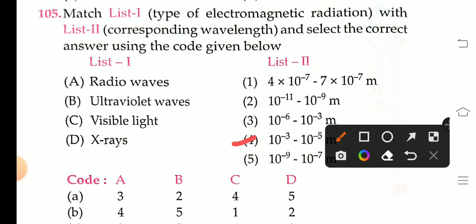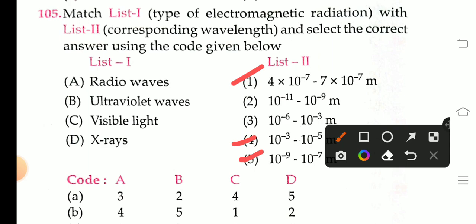Ultraviolet waves: 10 to the minus 9 meter to 10 to the minus 7 meter. Visible light: 4 into 10 to the minus 7 to 7 into 10 to the minus 7 meter.